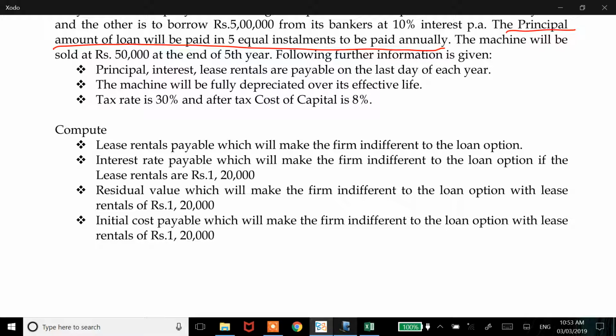Part 2, interest rate which will make the firm indifferent to the loan option, if the lease rental is 1,20,000.